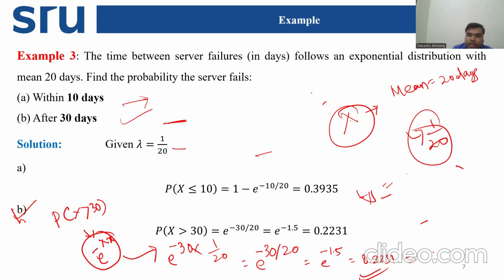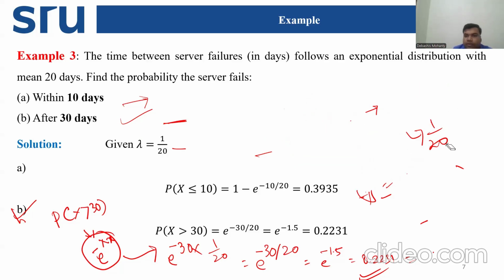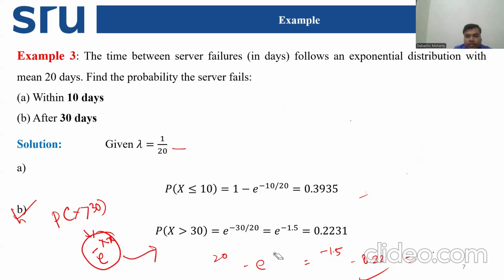Suppose it is 10, so 1 by 10. Suppose it is 5, so 1 by 5. Like that, if the mean is given, lambda is 1 by that value. Then within a time period or after a time period, it will be given in the question. So we need to follow whatever we discussed in the lecture class so that we can find the values, right?